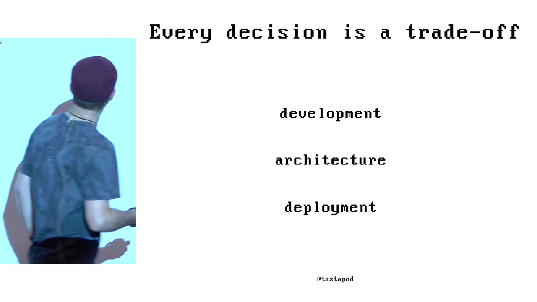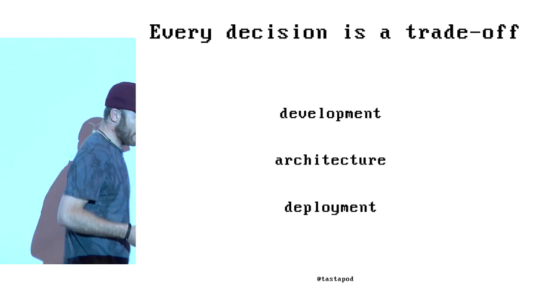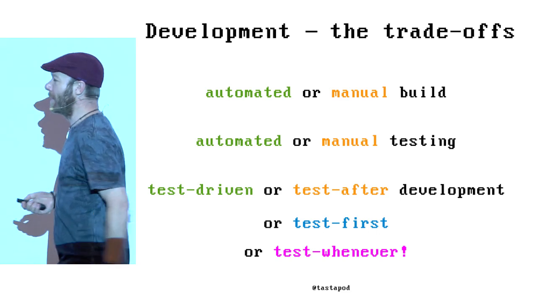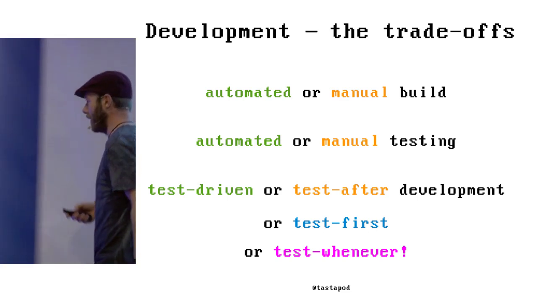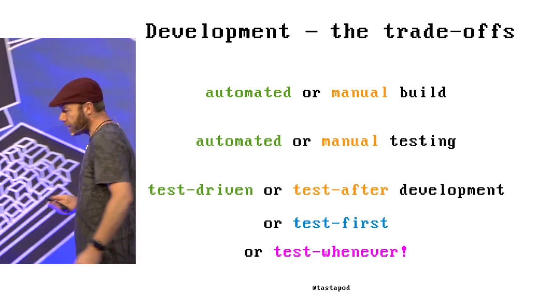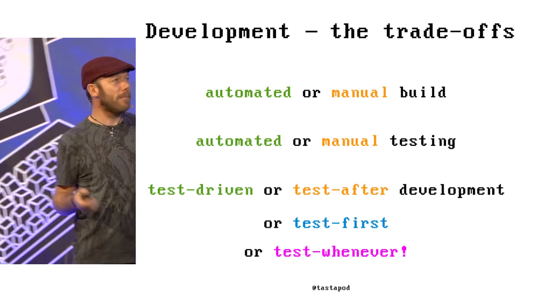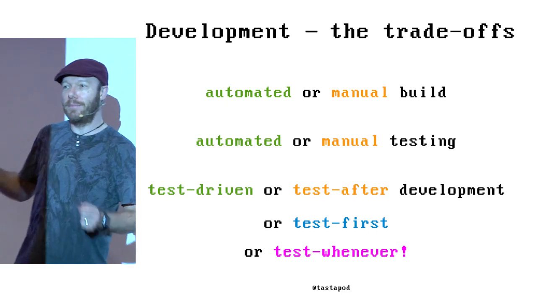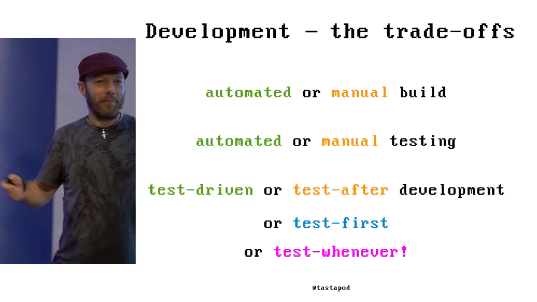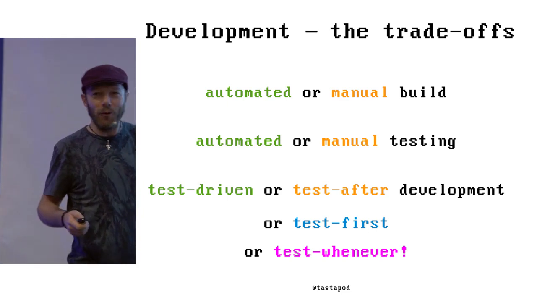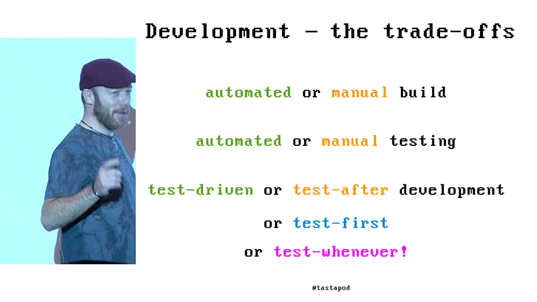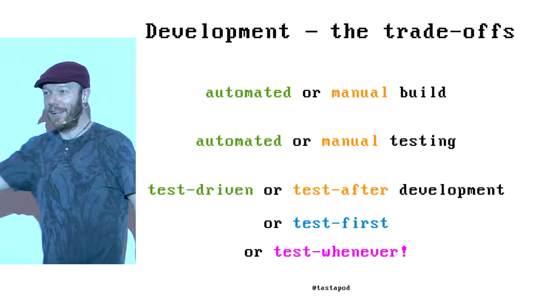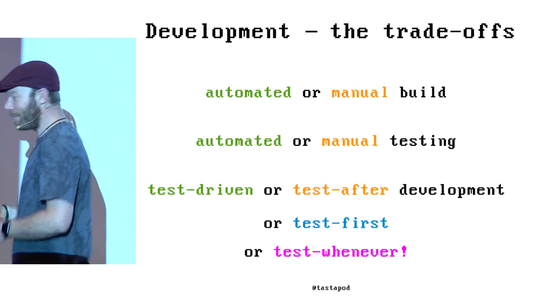Right, so let's take a look at development. What kinds of things are we trading off when we write software? Automated or manual build, which one of those is better? Who thinks an automated build is better? Almost every hand went up. Who thinks a manual build is better? Nobody, okay.